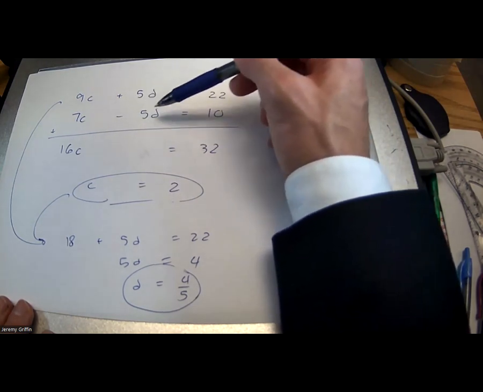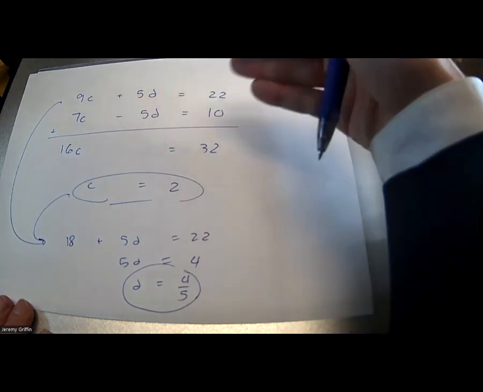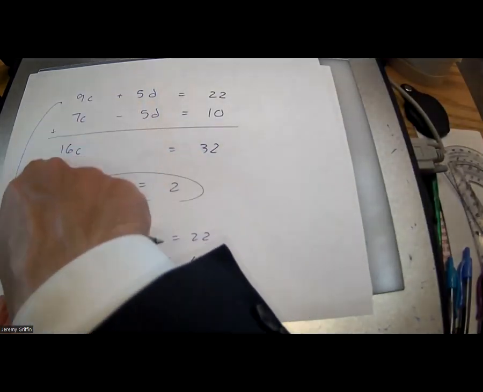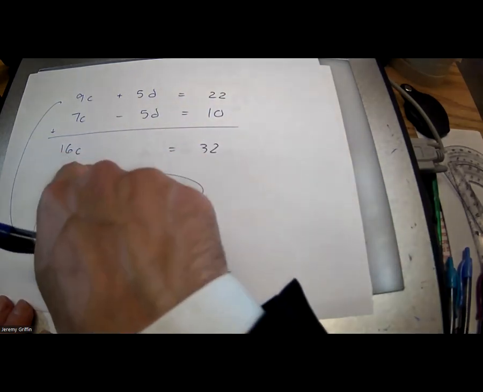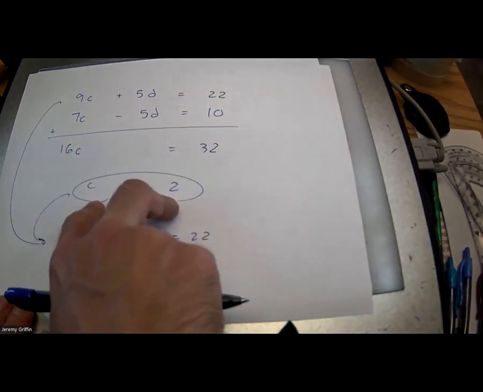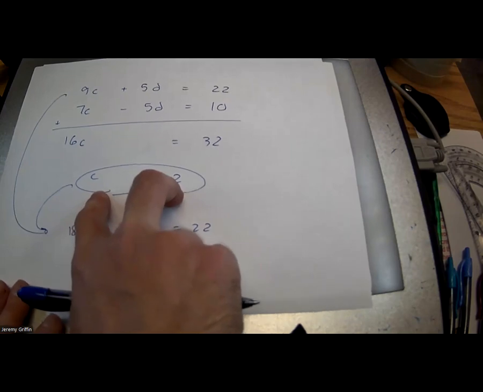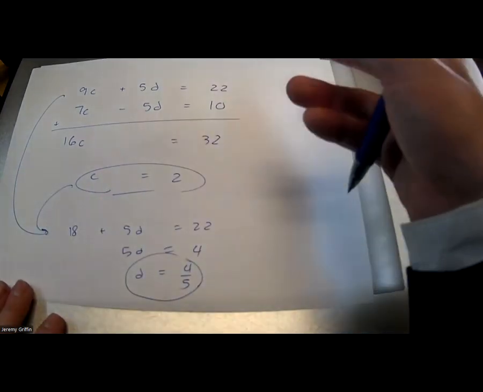And I say, well, if I double the second equation and add those together, then it would cancel out. But this is already set to do that. So I add together, I get 16C is equal to 32, divide both sides by 16. So C is equal to 2. Okay? Now, once you know C, you can just substitute that into either expression to get D.